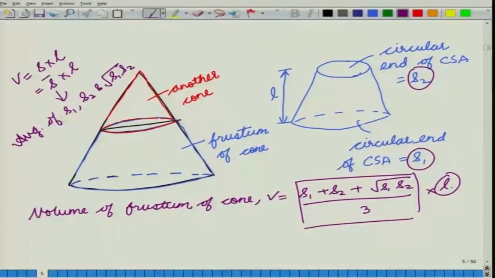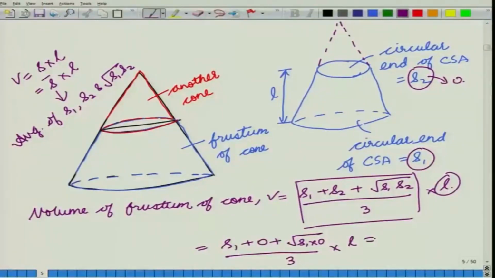Now, incidentally, if we extended this frustum to make a cone again, in that case your S2 will be 0. So, what will be the volume now? Volume will be S1 plus 0 plus square root of S1 into 0, which is 0, upon 3 into L, which will be S1 by 3 into L. So, this will be the volume of cone. So, the volume of the cone is 1 by 3 S into L.